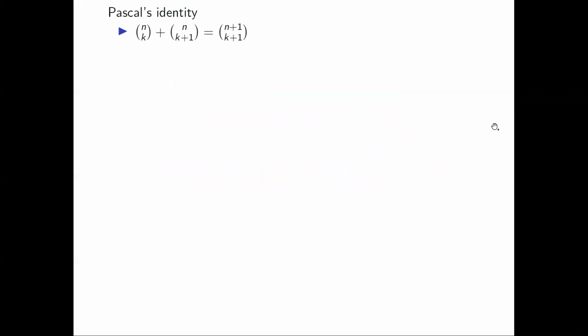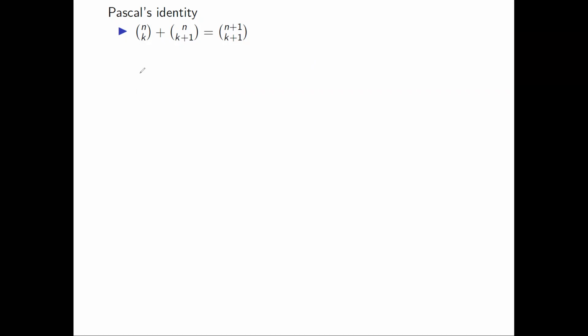So let's look at another identity. This one's very useful. It's called Pascal's identity. And it says that n choose k plus n choose k plus 1 equals n plus 1 choose k plus 1. And before we prove the identity, let's see something else that's named after Pascal. This is Pascal's triangle. And Pascal's triangle, we just write binomial coefficients in a triangle.